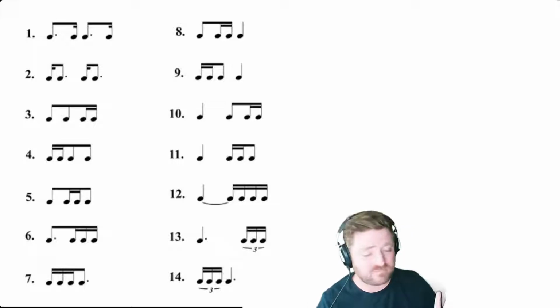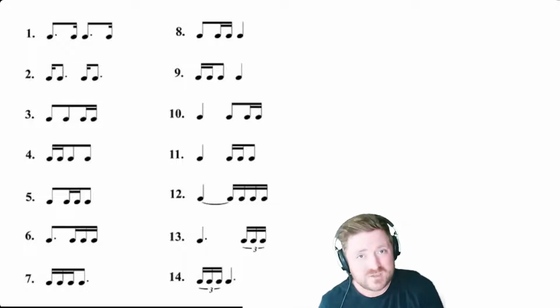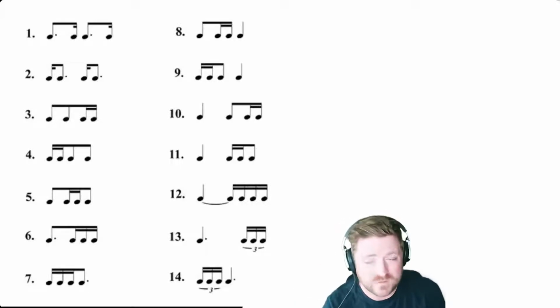Some people are out there going, my hands hurt and so does my head. This is all entirely normal. But these 14 patterns, a lot of these are things that you will be expected to sing. I can count so many examples just from the Choir of the Earth repertoire that use most, if not all, of these rhythmic patterns.